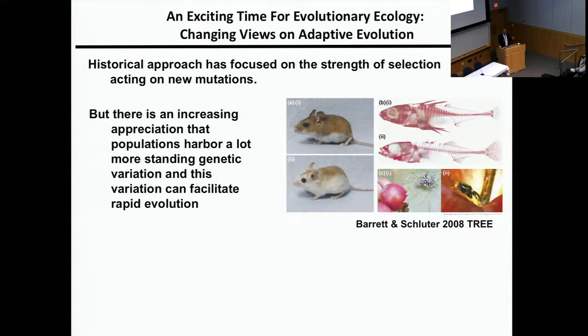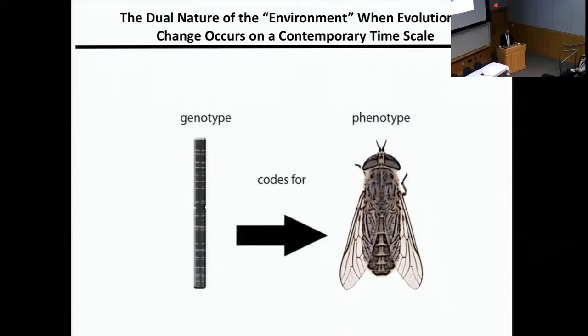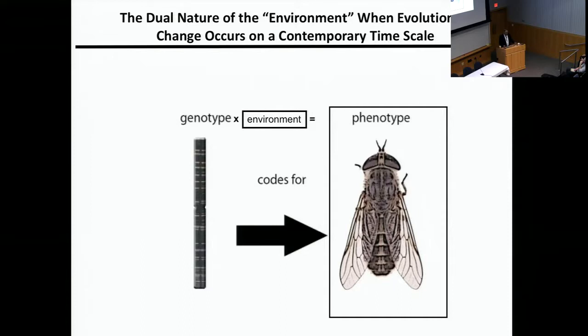towards thinking about standing genetic variation within populations. But the other aspect of when ecological and evolutionary time converge is a topic that's come up today, which is that environments, new environments, play this dual role. They alter the distribution of phenotypes, and they also act as an agent of selection. And so I think our earlier talks today showed a variation on the same slide, which is that we know that genotypes interact with their environments to produce phenotypes. So you could imagine the effects of temperature during development that might alter the phenotype.